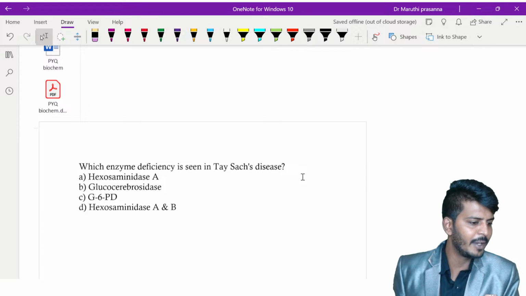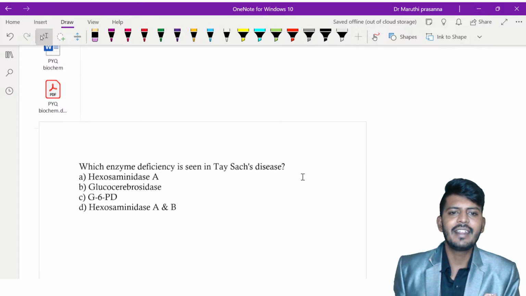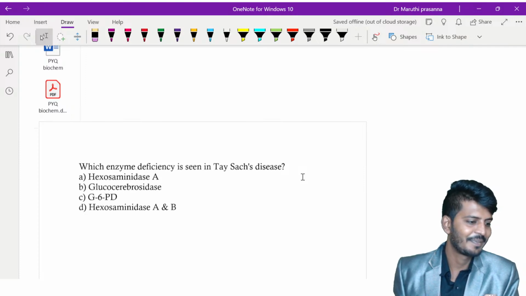Good evening everybody. All right, so which enzyme deficiency is seen in Tay-Sachs disease? Come on, give me the answer.